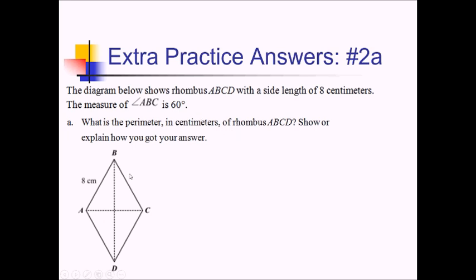Well, the key here is recognizing that what it means to be a rhombus is that you are a rectangle where all the sides are equal. So if all the sides are congruent or equal in a rhombus, that means that you have 4 of these 8 centimeter sides. So the perimeter, if you add up all the sides, is going to be 4 times 8, which ends up being 32 centimeters.